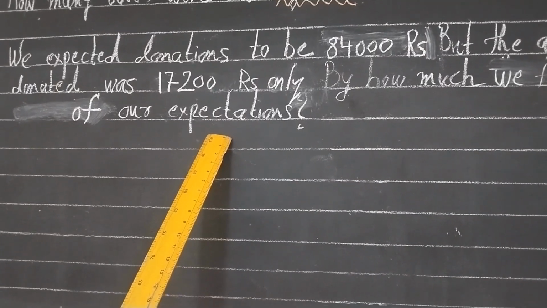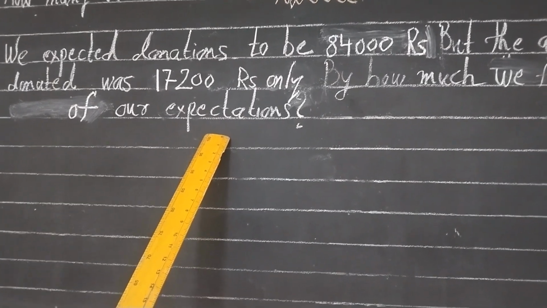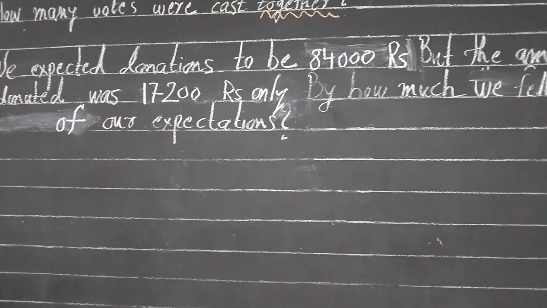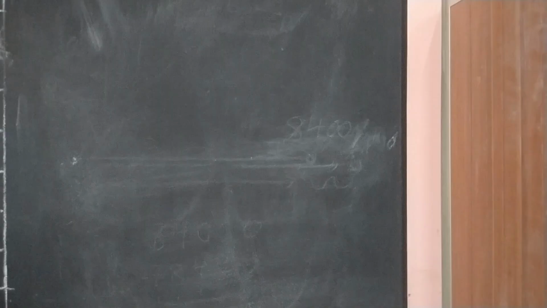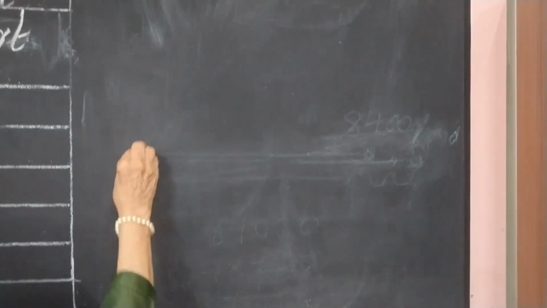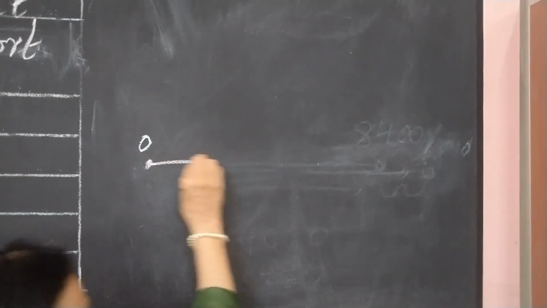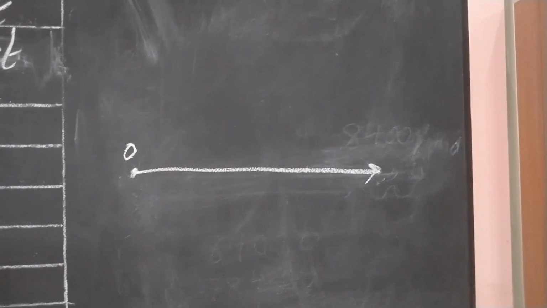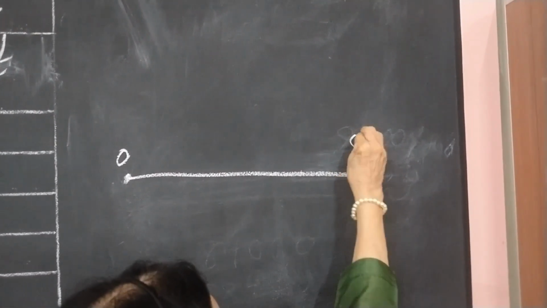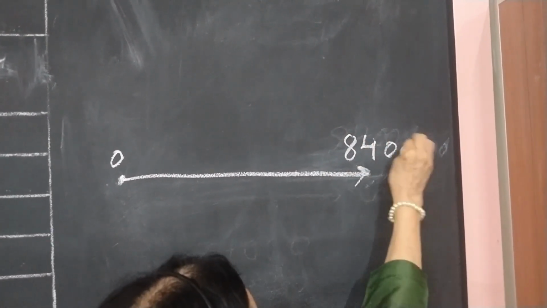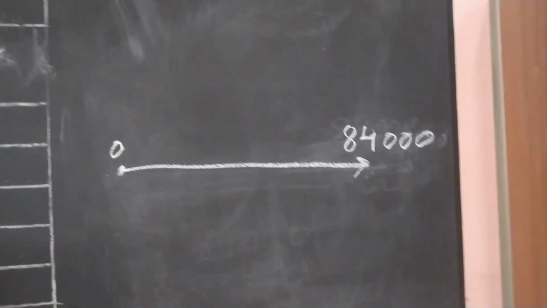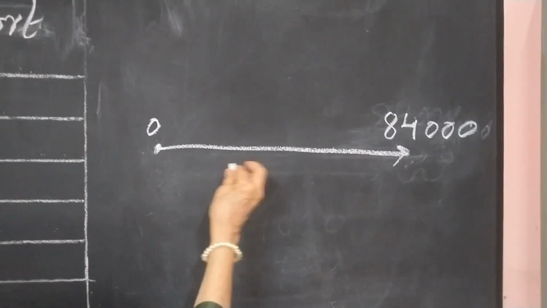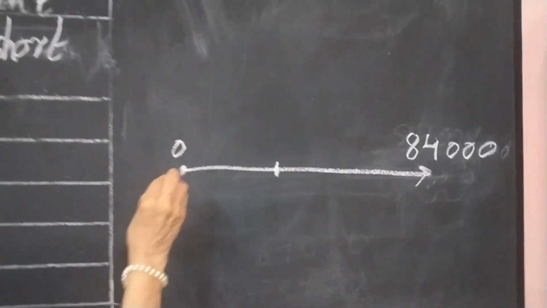So again, let your imagination start working. We expected something more. For example, we expected that from 0 level, we will start getting money, and by donations, we will be collecting 84,000 rupees. This was our expectation. But we fell short of our expectations. We could collect only this much. What was the amount?